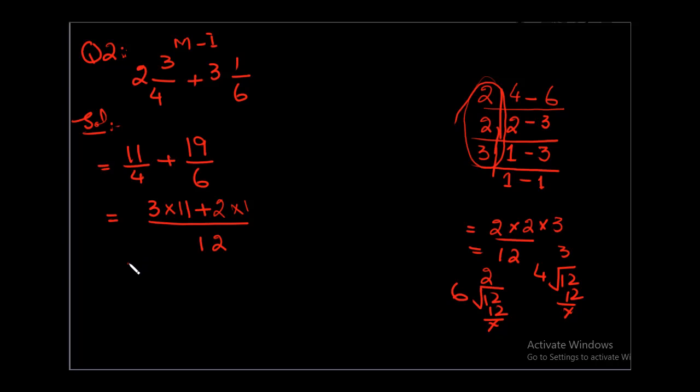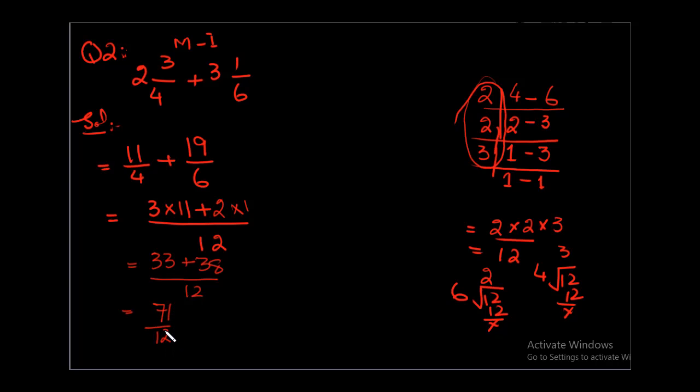Here we get 33 plus, and whenever we multiply 19 with 2 we get 38. So this is 38 divided by 12. Next we have to add 33 and 38, so we add 33 with 38, and we get 71. We get 71 divided by 12.